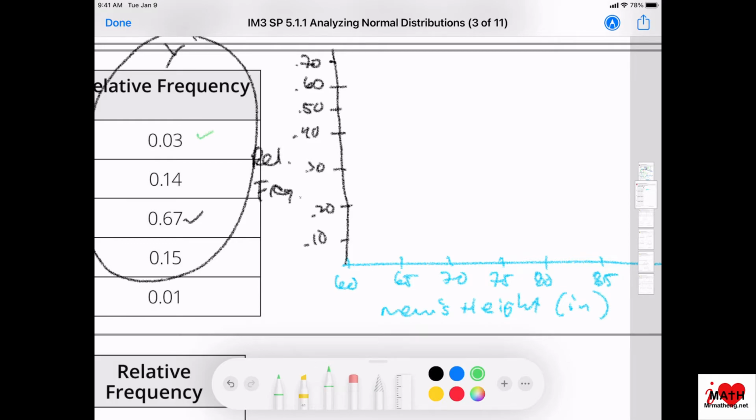Go through these. So 0.03, something really low, like right here. And 0.14. You can go back and erase all of them later. 0.67.